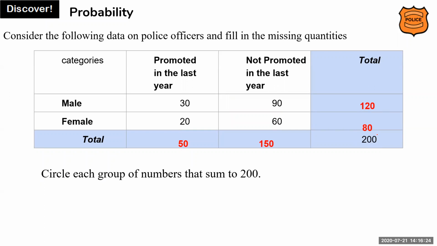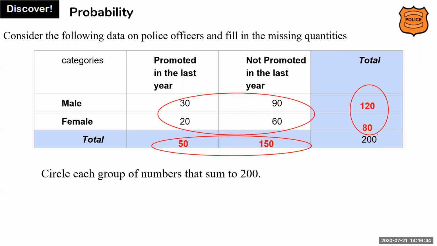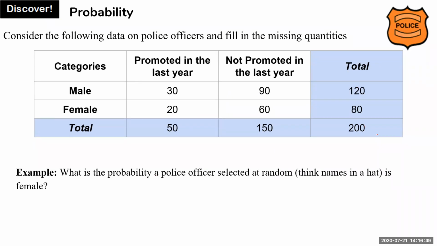Now, you want to circle each group of numbers that sum to 200. Are you able to circle each group of numbers that sum to 200? Try that. Okay. So you realize that you're going to have these 3 circles, and these sum up to 200. Now, what is the probability a police officer selected at random is female? The police officer selected at random is female.